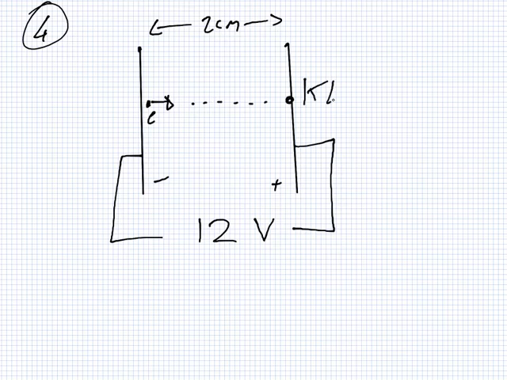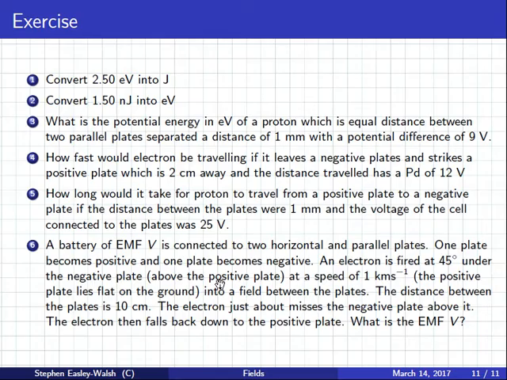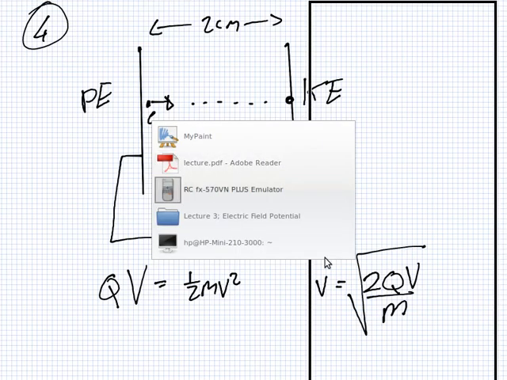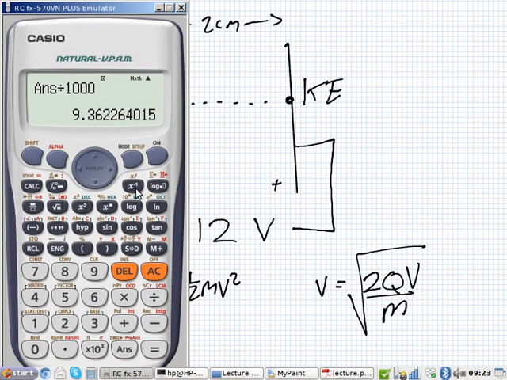So the kinetic energy here will equal the potential energy here, and what's the potential energy here? QV. And the kinetic energy here? Half mv squared. And what did I say I wanted in the question? Velocity. So I can say v equals the square root of 2QV over m. Which is nice because I know the Q is e. I know the V is 12 and I know the m is constant.